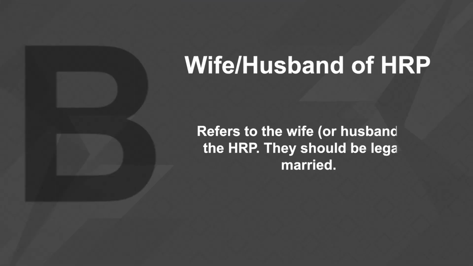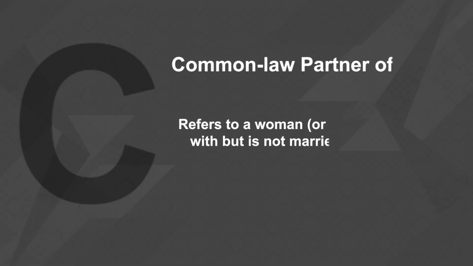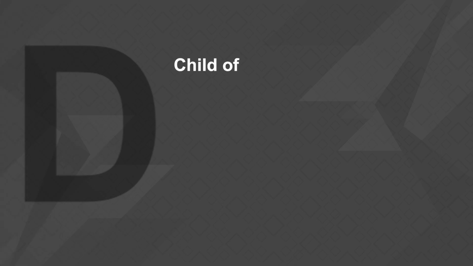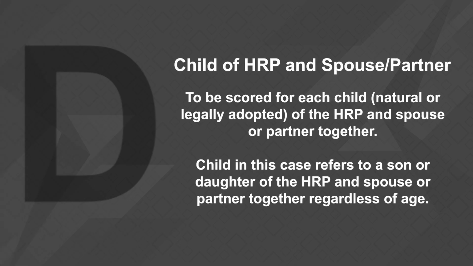Wife/husband of HRP refers to the wife or husband of the HRP. They should be legally married. Common law partner of HRP refers to a woman or man who lives with but is not married to the HRP. Child of HRP and spouse/partner. To be scored for each child, natural or legally adopted, of the HRP and spouse or partner together. Child in this case refers to a son or daughter of the HRP and spouse or partner together regardless of age.